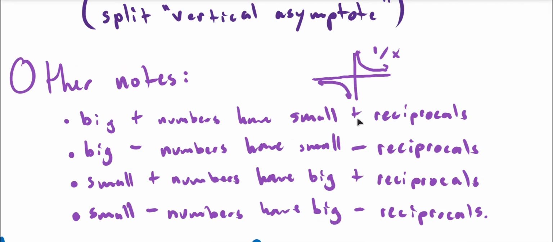Other things to note, if you have a very large number, you have a small reciprocal, which is positive if the number is positive. If you have a tiny number close to 0, but a positive one, you get a very large number as your output, a large reciprocal. And the same thing is true for the negatives, just of opposite sign. Large negative numbers have a tiny negative reciprocal, and tiny negative numbers really close to 0 have large, in the sense of having great magnitude, negative reciprocals.